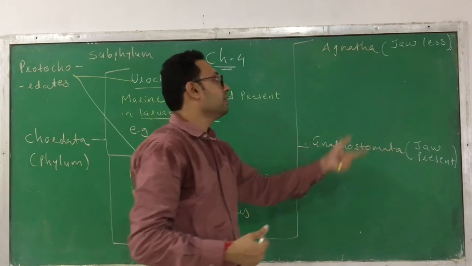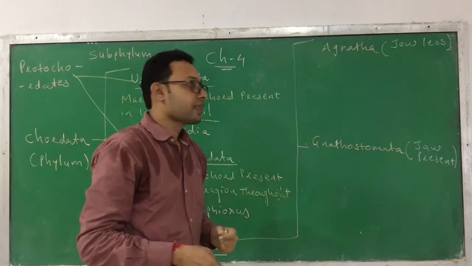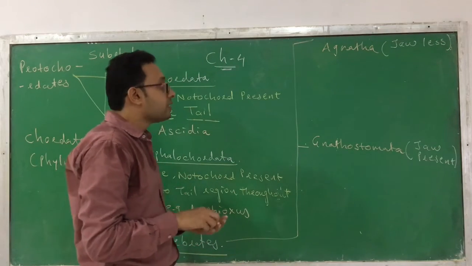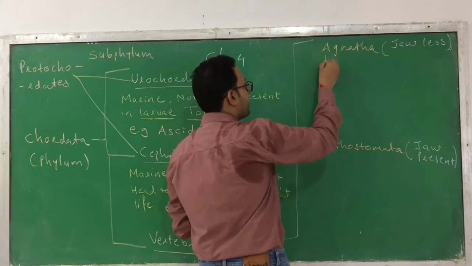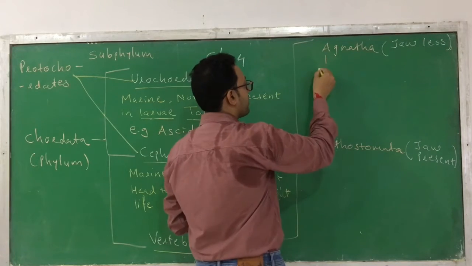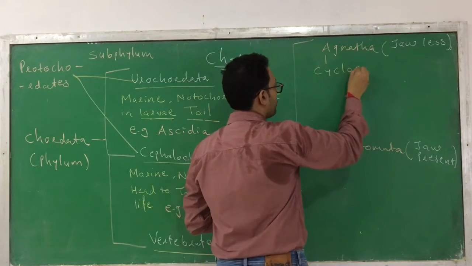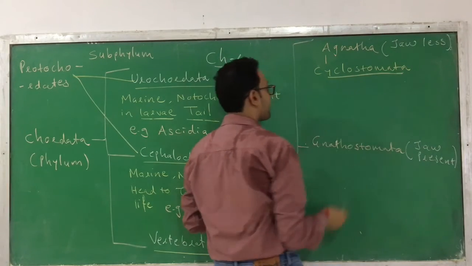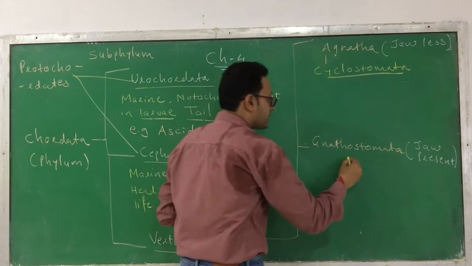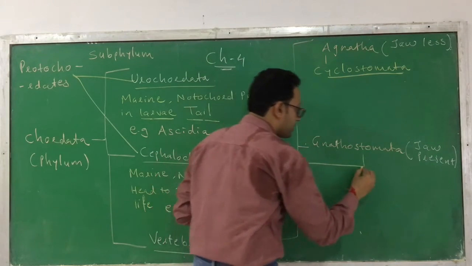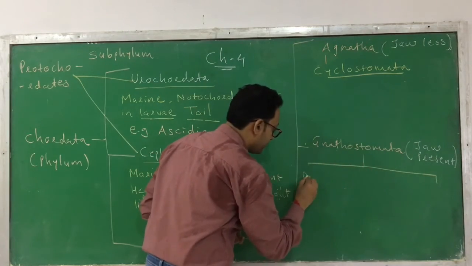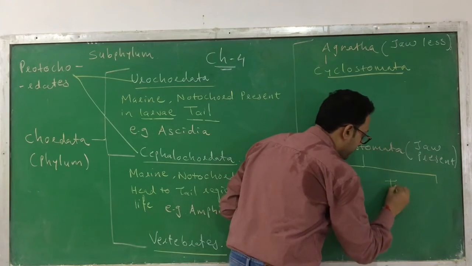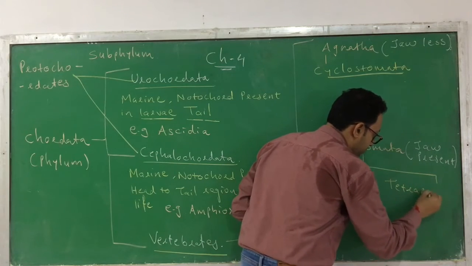If jaw is absent, then they fall under Agnatha, and if jaw is present, then they are called Gnathostomata. Okay, this Agnatha can further be divided into a class. You can say that it is Cyclostomata. And this Gnathostomata is further divided into two parts. The first one is called Pisces, and the second one is called Tetrapoda.